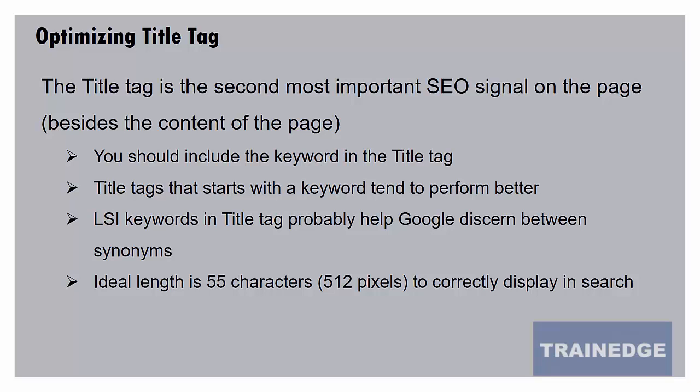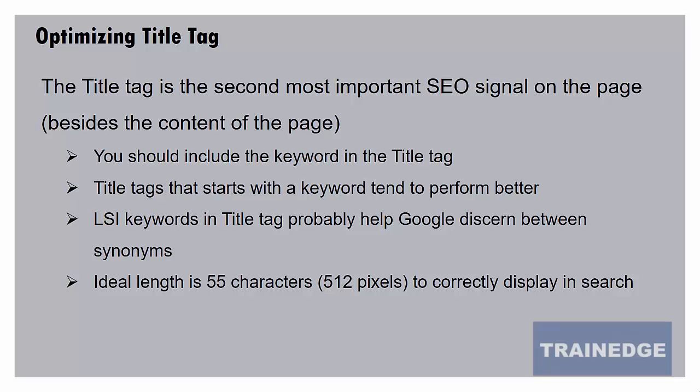Using latent semantic indexing keywords in the title tag might help Google understand the difference between synonyms. Therefore, wherever possible, we should use LSI keywords.